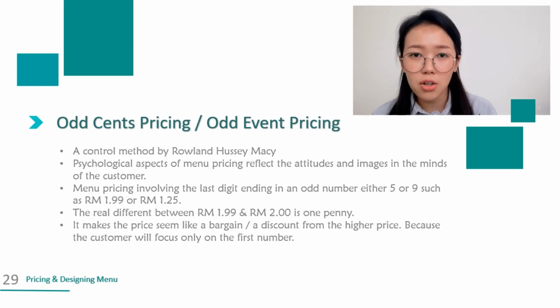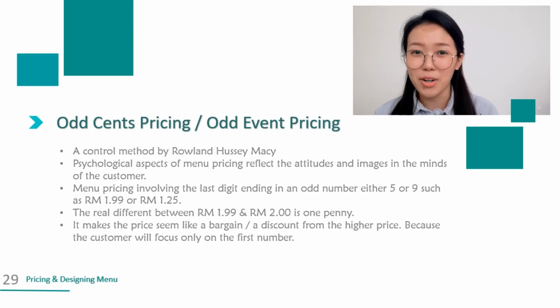When you go to a restaurant, you see a menu item costing Ringgit 1.99 and another one 2 ringgit. You would think that Ringgit 1.99 is much cheaper compared to 2 ringgit. But when you look closely, the price between these two differs by only 1 cent. This makes the price seem like a bargain or a discount from the higher price, because the customers will focus only on the first numbers.